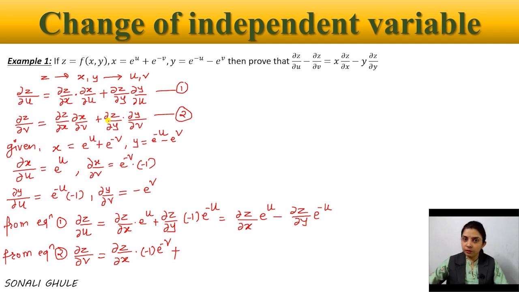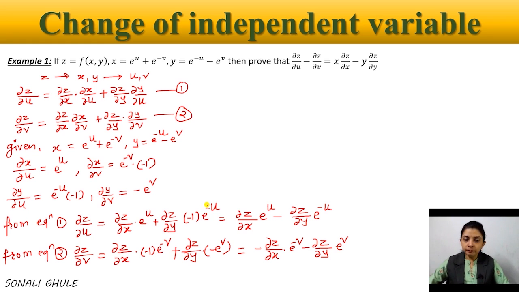Now dou z by dou y, again we have to keep this as it is, and we have to replace the value of dou y by dou v. What is dou y by dou v here? Yes, you can see it is minus e to the power v, right? And so if I simplify this, what do I get? Minus dou z by dou x into e to the power minus v minus dou z by dou y e to the power v. Okay.